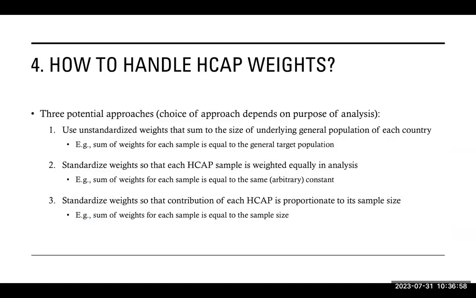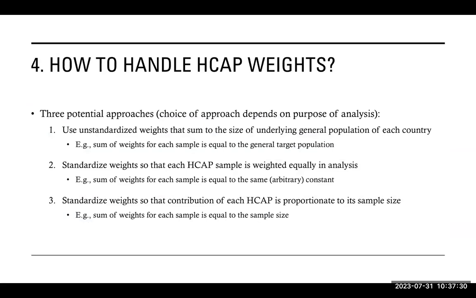So there are a few different approaches to handling sampling weights, or to harmonizing sampling weights. And I think the best choice depends on the purpose of your analysis. The first approach would be to use unstandardized weights that sum to the sample size of the underlying population that the parent study is trying to generalize to. This works if you're really trying to make inferences about prevalence. I'm not going to say incidence because we're not working with longitudinal data here, but if you really want country level estimates, thinking about descriptive epi statistics or prevalence, this makes sense.